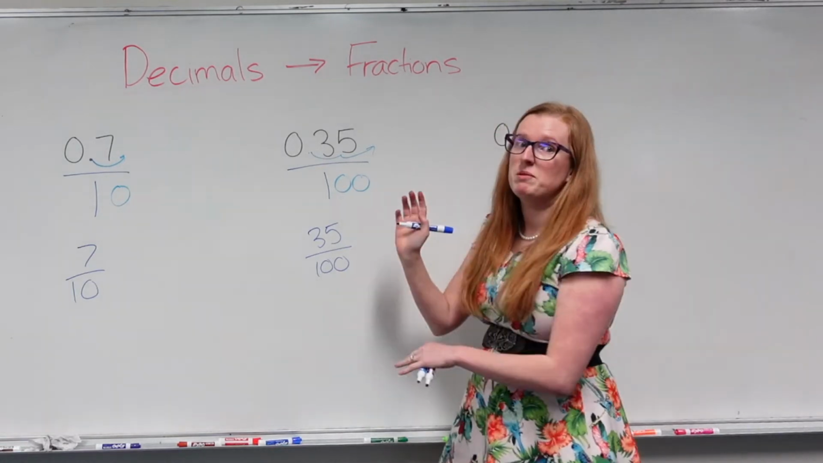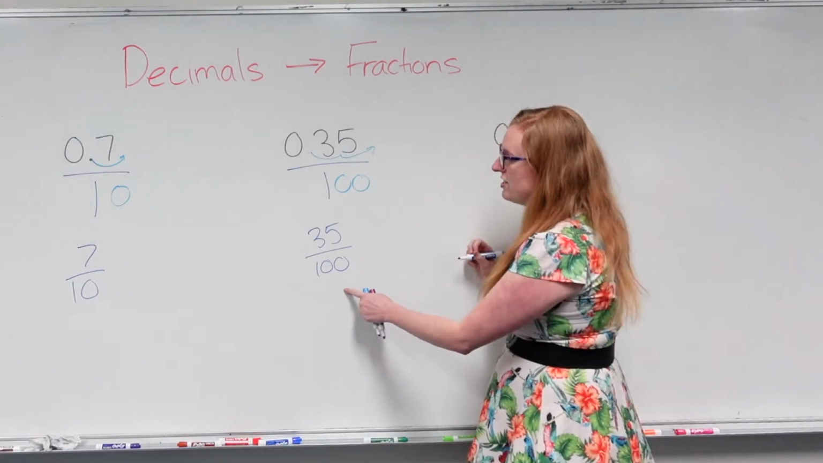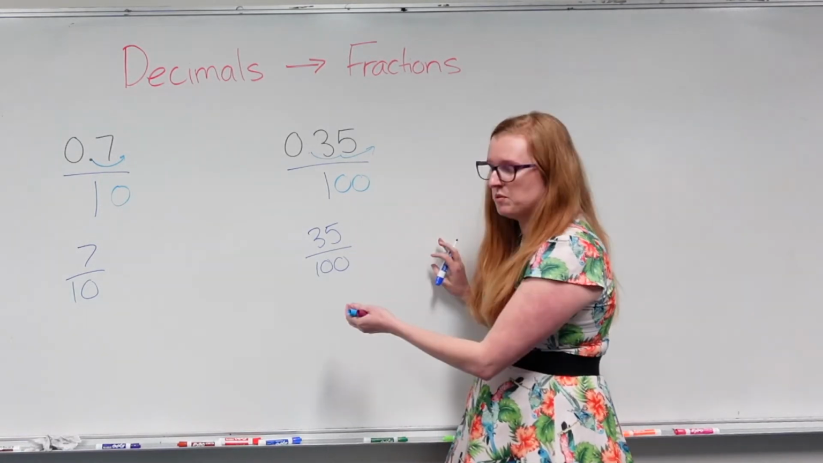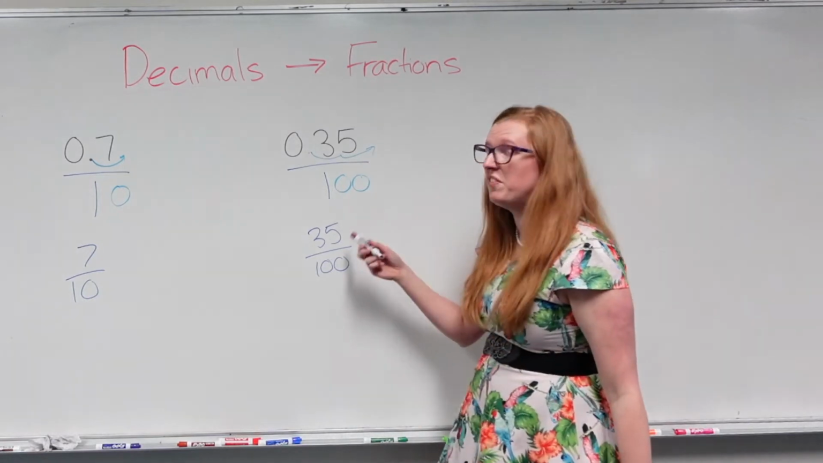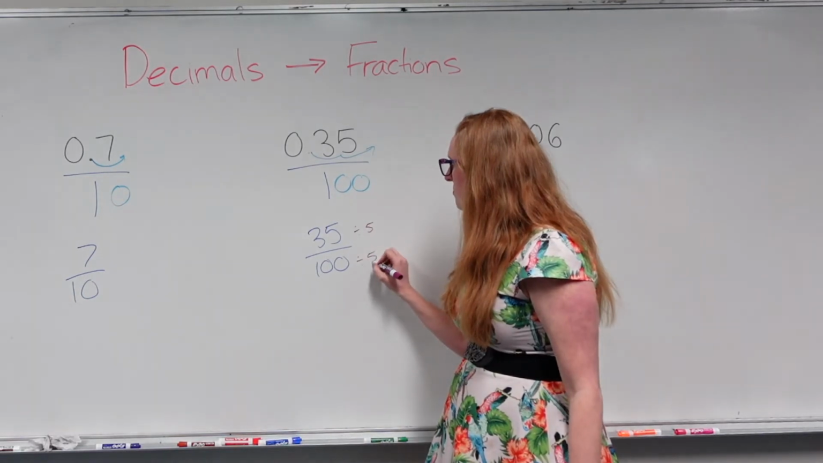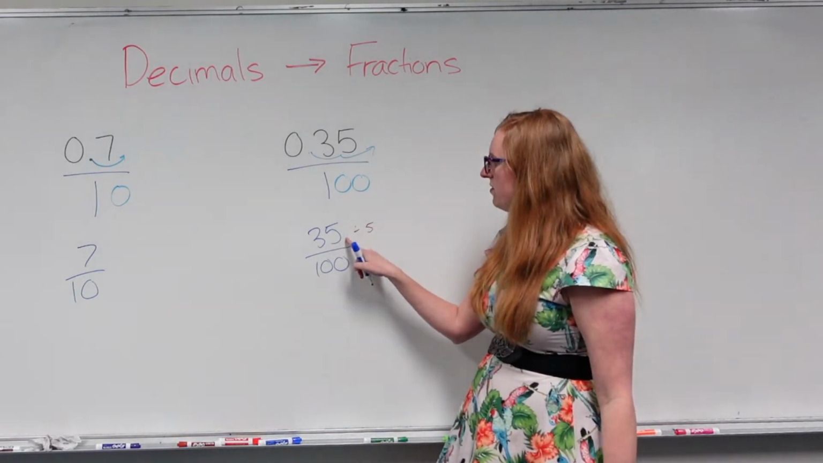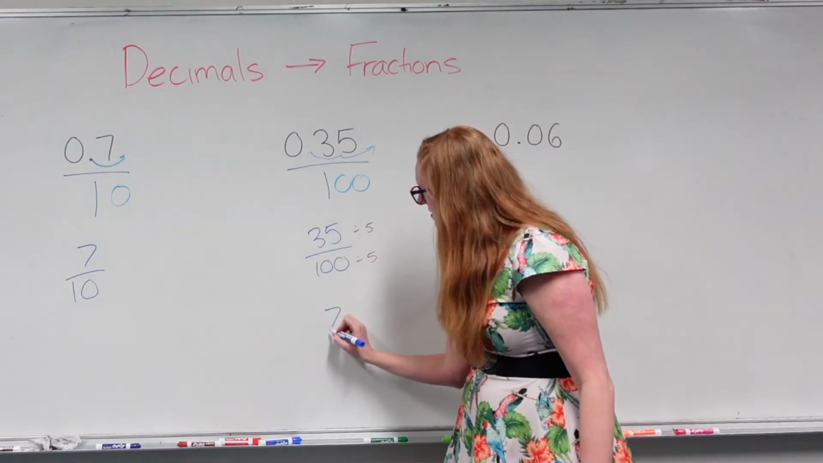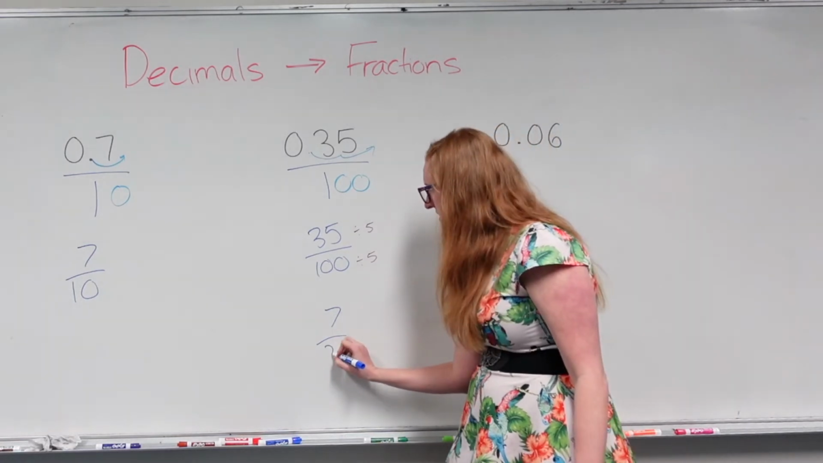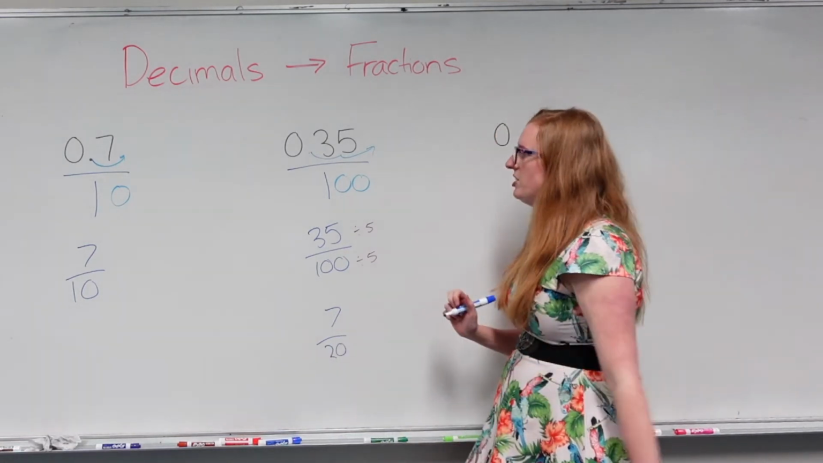Thinking back to when we did fractions, the best topic ever, by the way. How good are fractions? Anyway, we need to figure out a number that goes into 35 and into 100. So 5 goes into both. I'm going to divide the top by 5, and I'm going to divide the bottom by 5. How many 5s go into 35? 7. 7 5s are 35. And how many 5s go into 100? It'll be 20. And there we go, we have our simplified fraction.